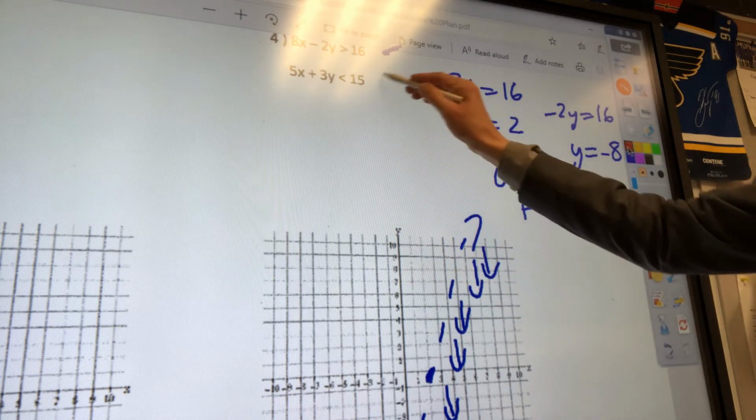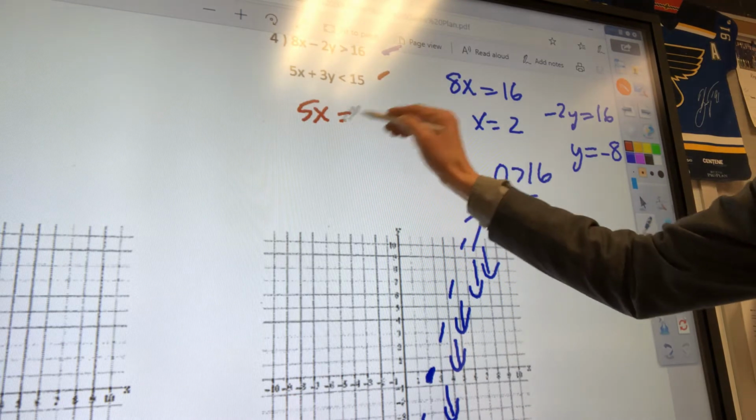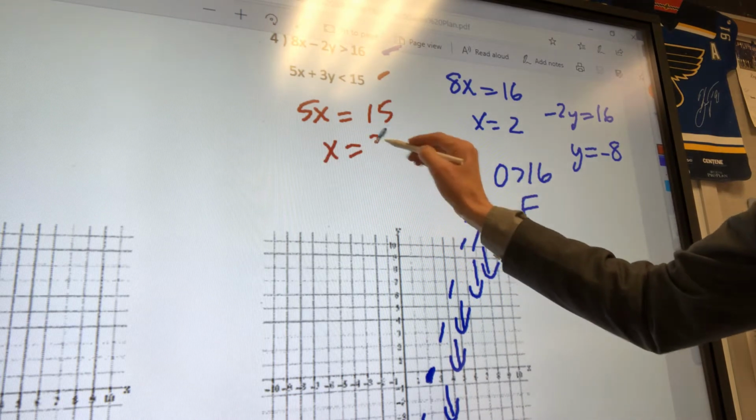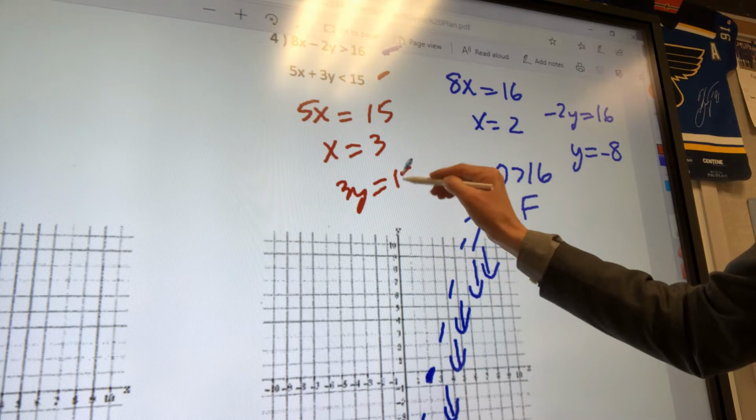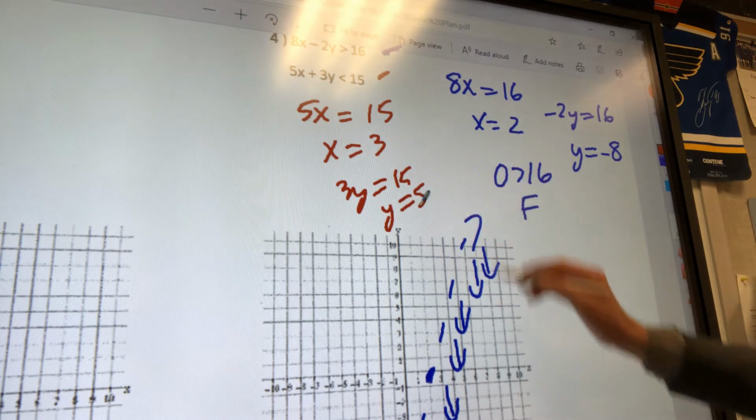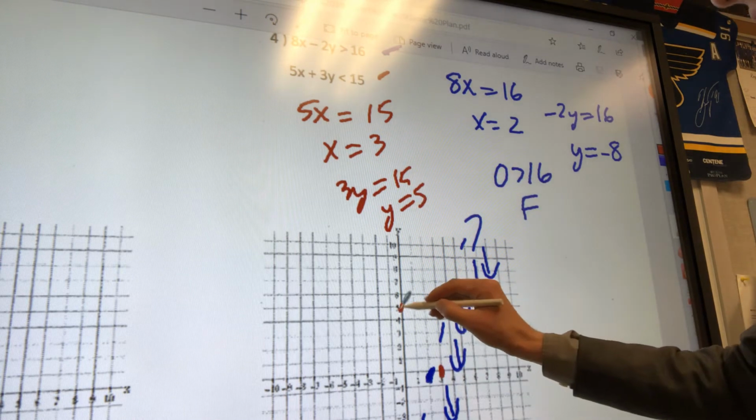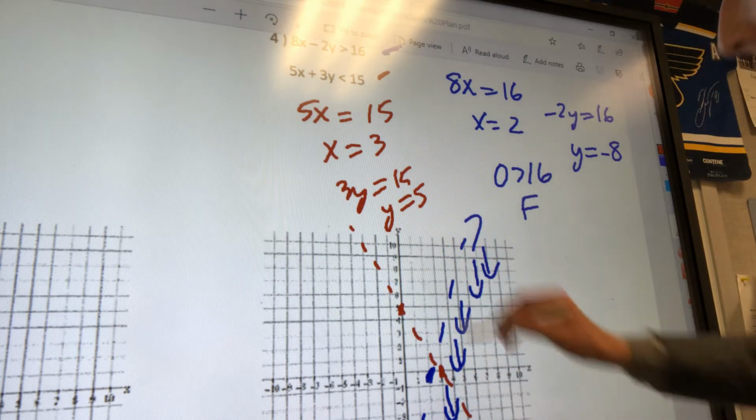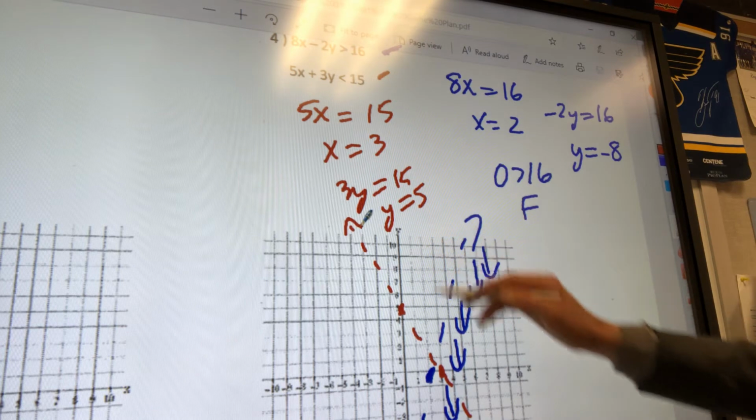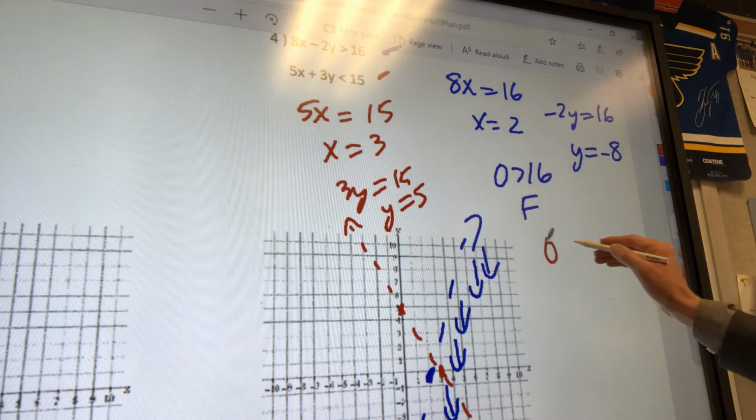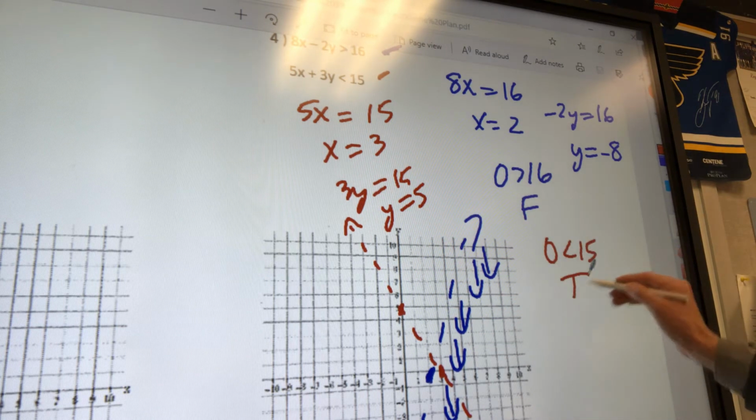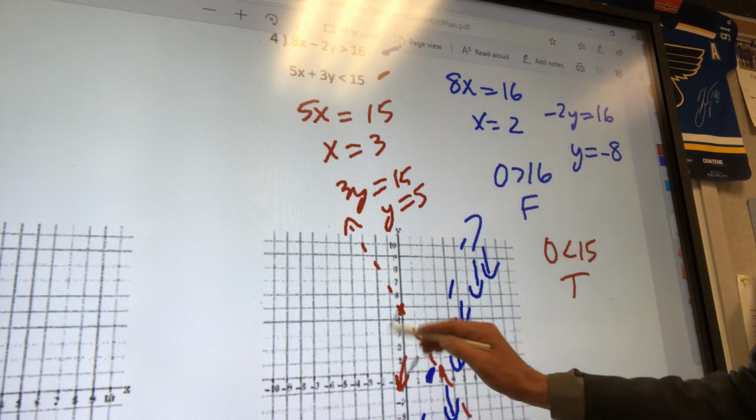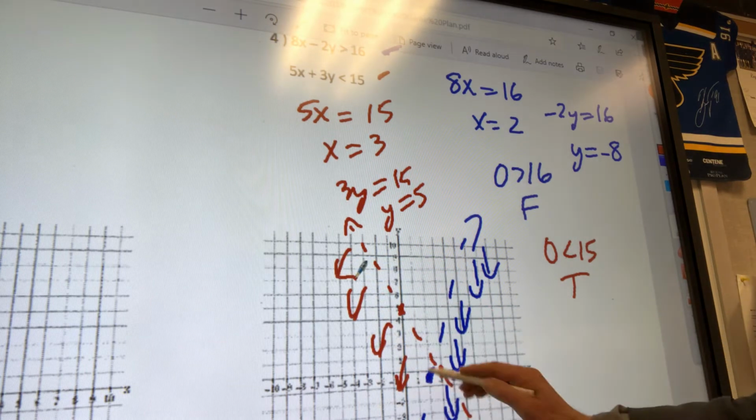Next one. 5x is equal to 15, cover-up method. x is equal to 3. 3y is equal to 15, cover-up method. y is 5. So x is 3, y is 5. Less than. Again, I'm going to plug 0, 0 in for x and y. 0 is less than 15 is true. 0, 0 is true, so I'm shading everything in that region.